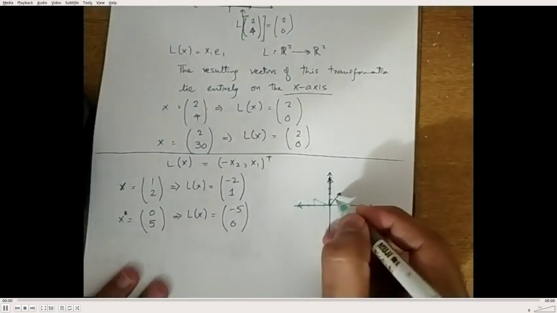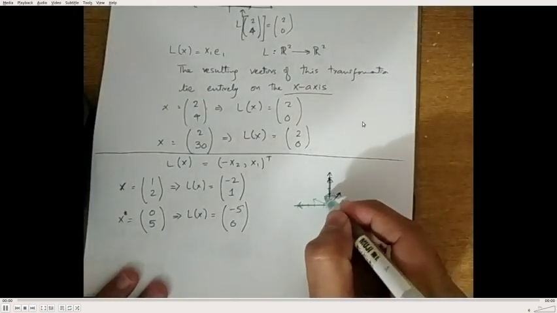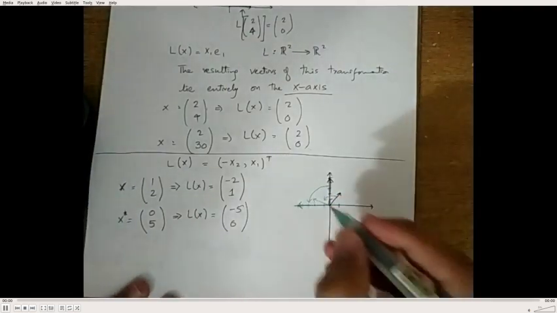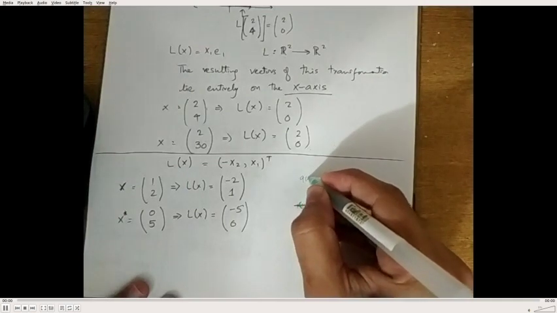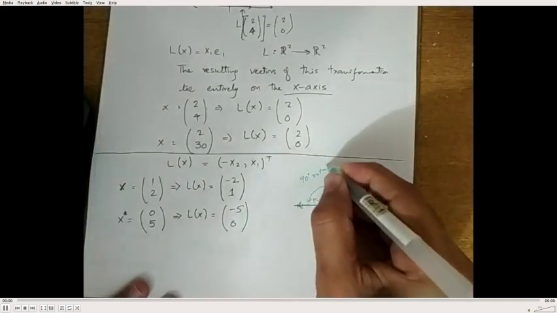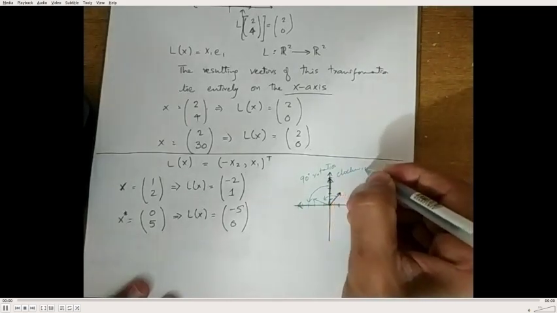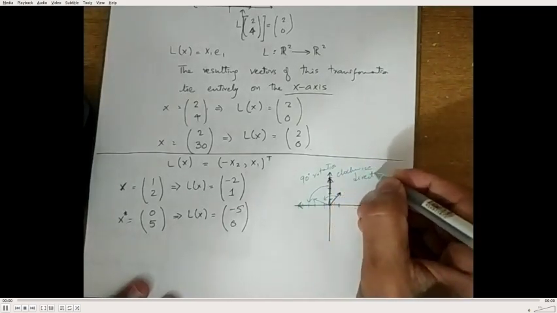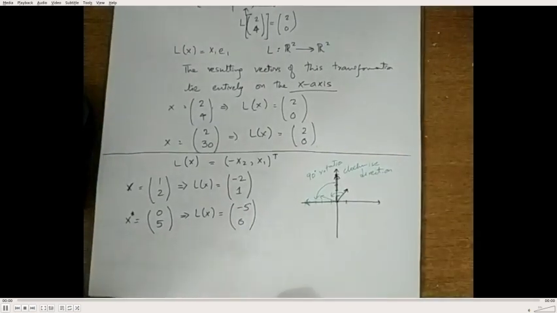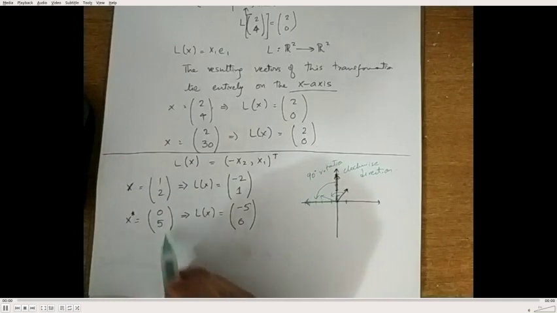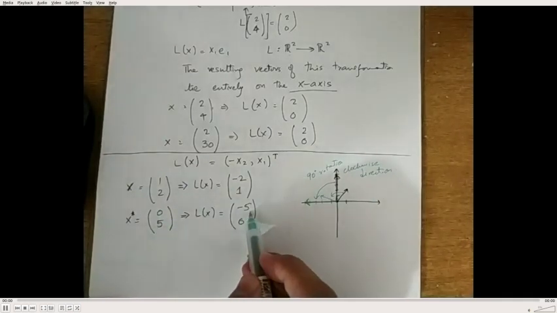So this vector got mapped onto this one, and this vector got mapped onto this one, and what's happening, if you notice, is you're getting a 90-degree rotation in the clockwise direction. And that's happening because both of the coordinates are being shifted and one of them is getting a negative sign.